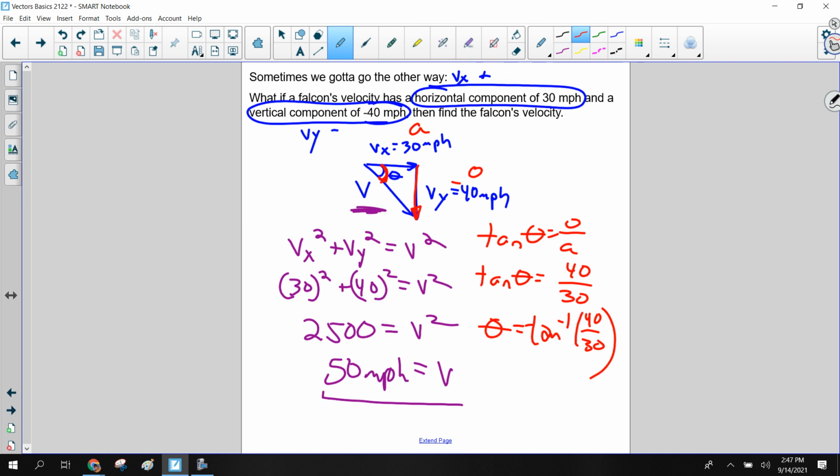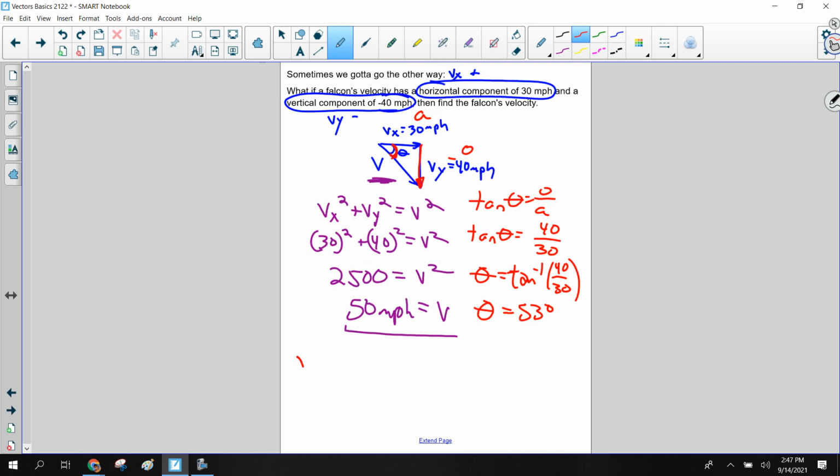Here's where you use the shift button on your calculator, or the second button. Most of you have TIs, so it's going to be the second button. You hit second tan, and then in parentheses 40 over 30. The angle turns out to be about 53 degrees. So my final answer is velocity is 50 miles per hour at 53 degrees below the horizontal. So there's your final answer.